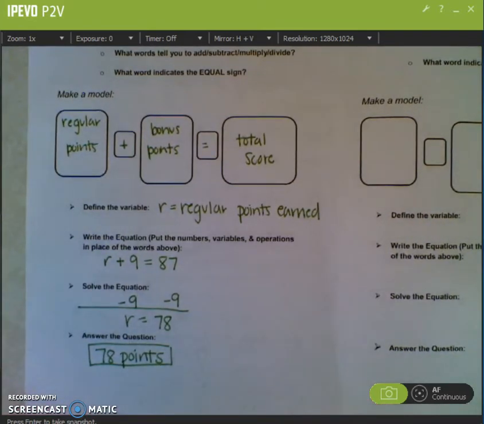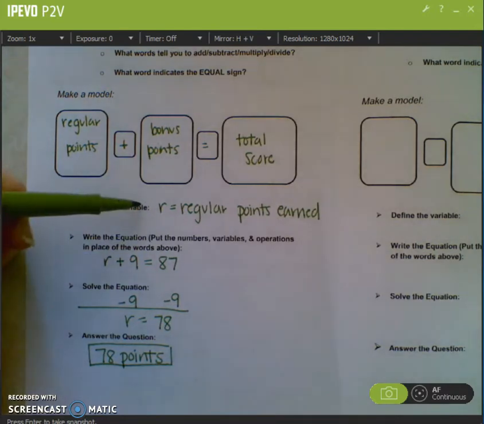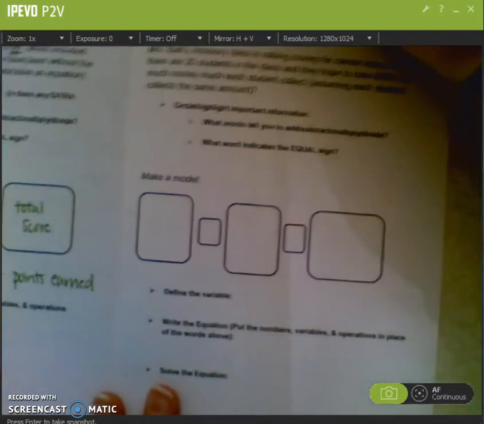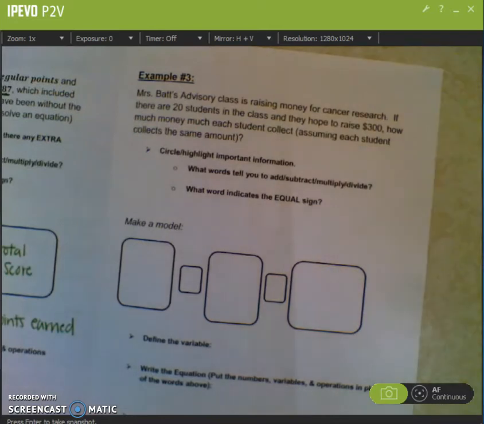So what would your score have been without the bonus points? We did answer the question, 78 points. We have a label with our answer. We wrote our equation. We defined our variable. And then we solved to come up with our final answer. Let's do one more before we challenge you to push yourself for the next one on your own.